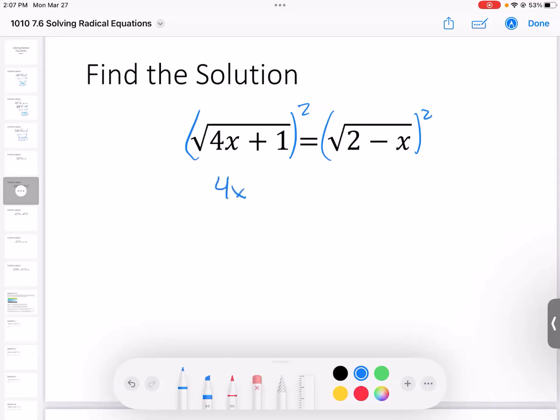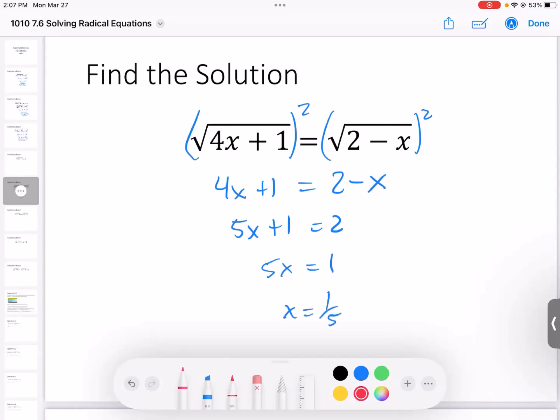So that's going to give me 4x plus 1 equals 2 minus x. And now you just solve it like a regular equation. So you would add x to both sides, which gives you 5x plus 1 equals 2. Subtract 1 from both sides and you get 5x equals 1. Divide by 5, you get x equals 1/5.